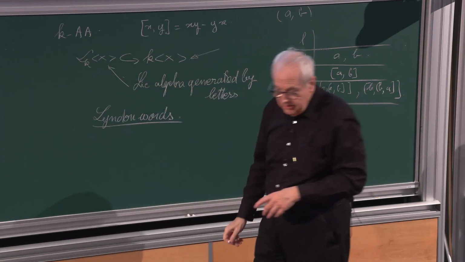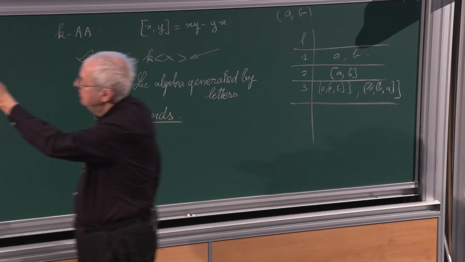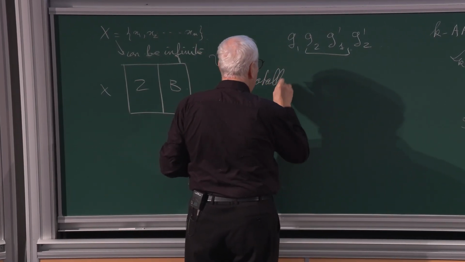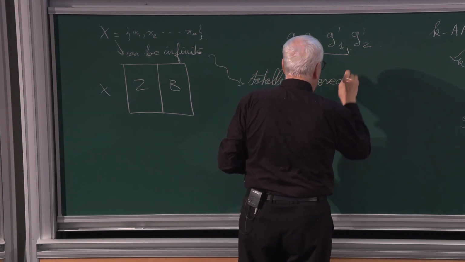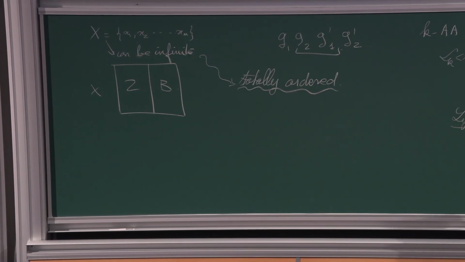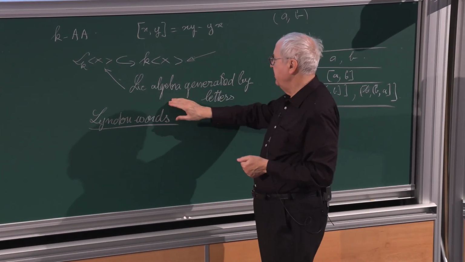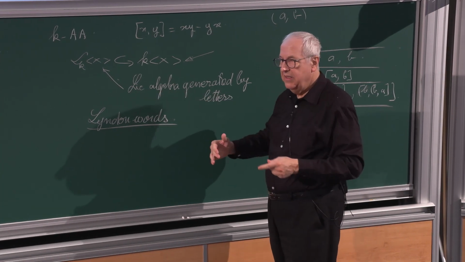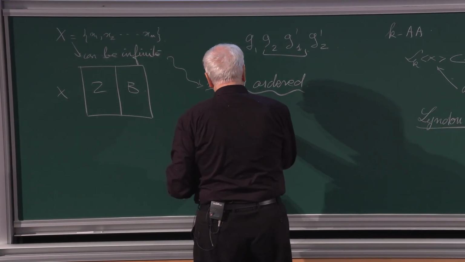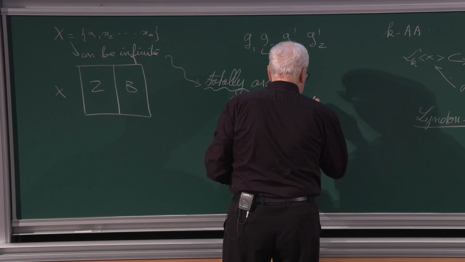What are Lyndon words? Once you have ordered your alphabet, which can be finite or infinite, it needs only to be totally ordered, then you can consider all the Lie polynomials. The Lie polynomials are the polynomials that are generated from the letters by the bracket, pq minus qp. And you have a lexicographic order on monomials.